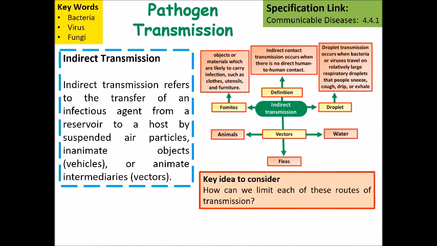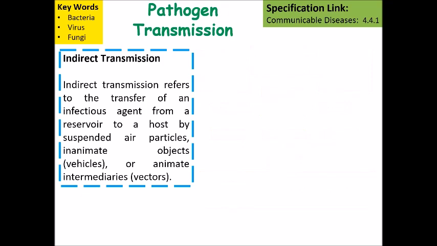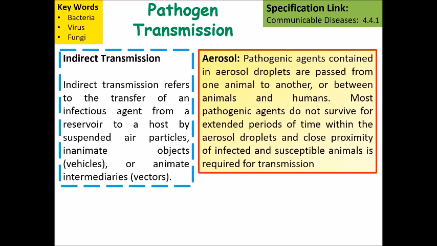Indirect transmission refers to the transfer of the infectious agent from the reservoir to a host by suspended air particles, inanimate objects, or animal intermediates. Have a look at the diagram above and just consider, for a minute, how we could limit each of these transmission routes. Pathogenic agents contained in aerosol droplets can be passed from one person to another.